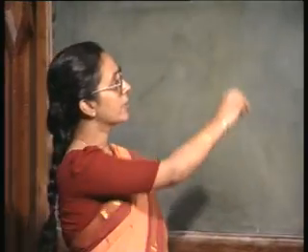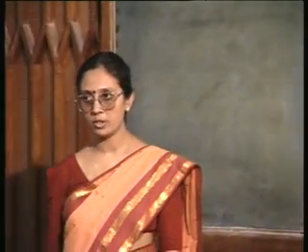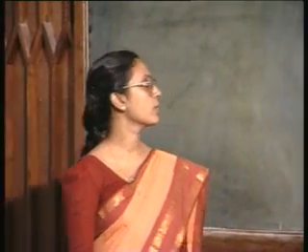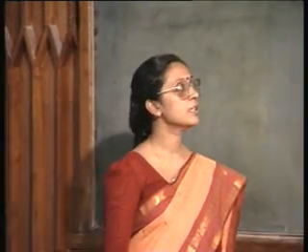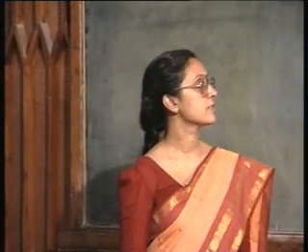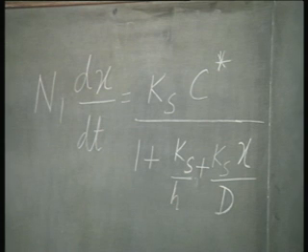So, we have been discussing the kinetics of thermal oxidation in silicon, and I have told you that Deal and Grove suggested the model which we have been discussing, and eventually we came to the differential equation. That was the step where we stopped in the last class, and this differential equation says n1 into dx dt is equal to Ks C star divided by 1 plus Ks by h plus Ks x by d.